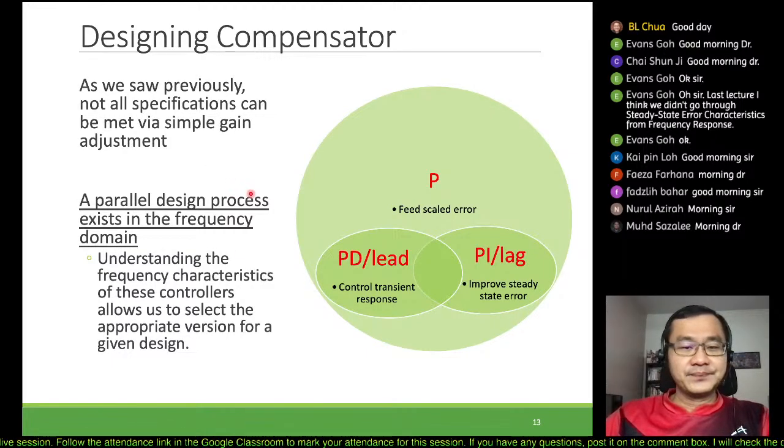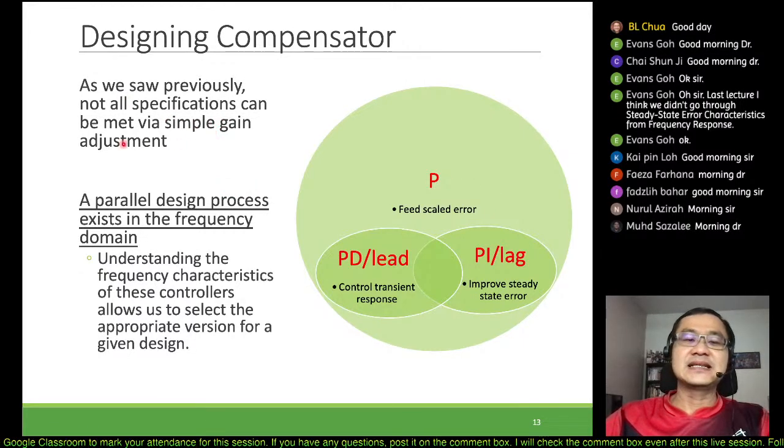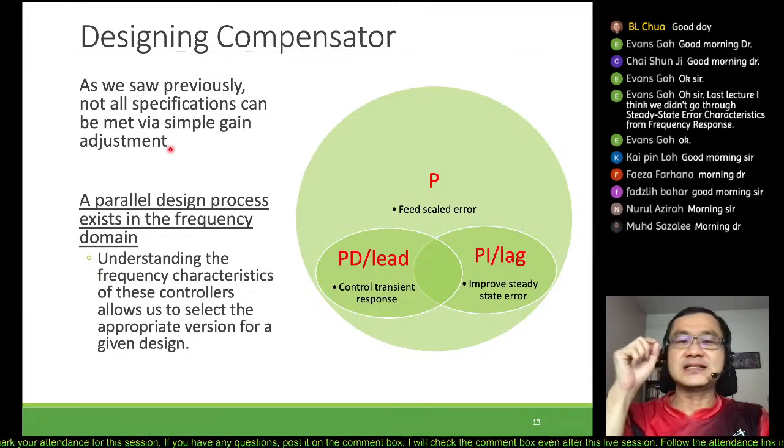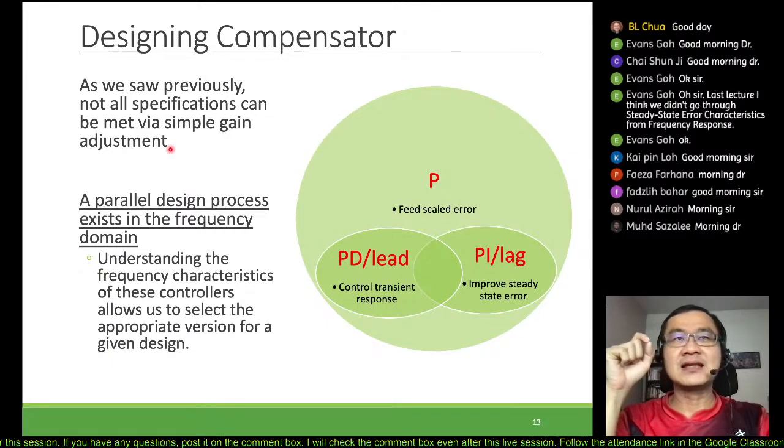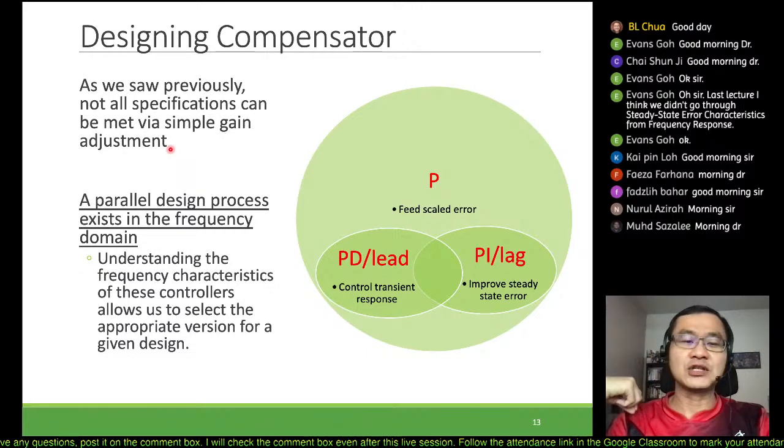So here the P is just to adjust the gain so that you meet certain specifications, but it's not always what you would desire.